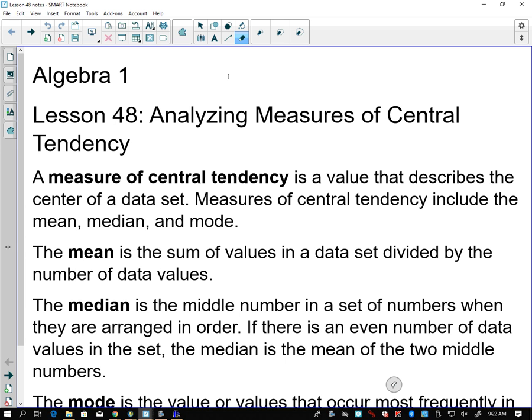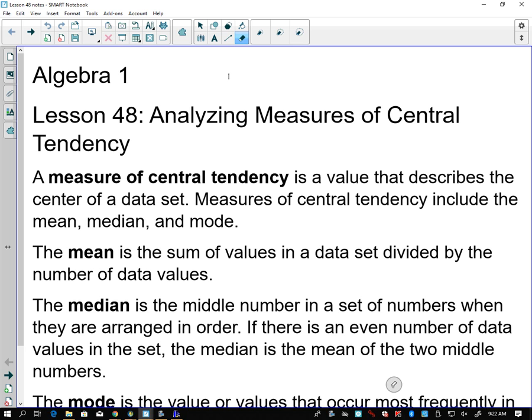This is Algebra 1, Lesson 48, Analyzing Measures of Central Tendency. So if I said measures of central tendency, how many of you know what I'm talking about? Nobody's hands went up. All right, but if I say mean, median, and mode, how many of you know what I'm talking about? Everybody does.